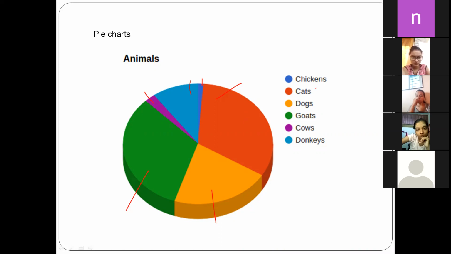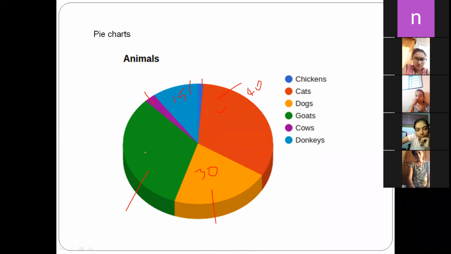Think that, see here. Take an example of animals. Chickens. Chickens are so few, almost 15%. Think that the total is 100%. Here it is 15%. Cat is almost 40%. Next, dogs. Dogs is also 30%.